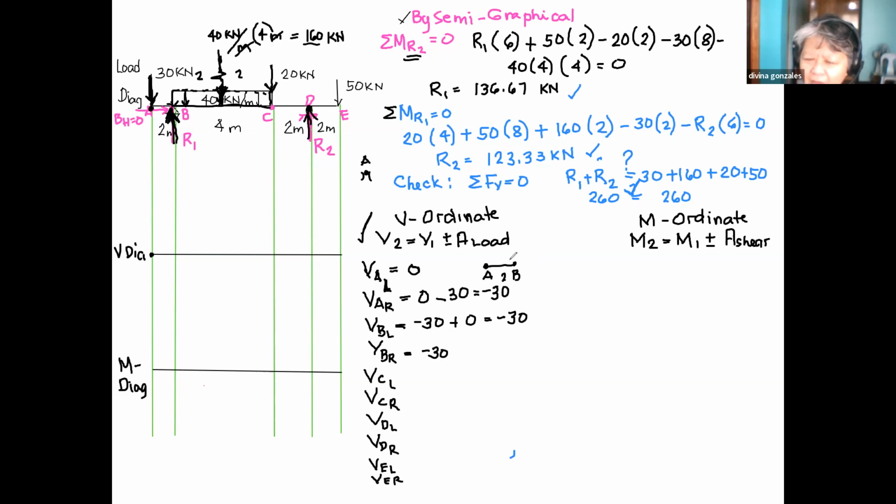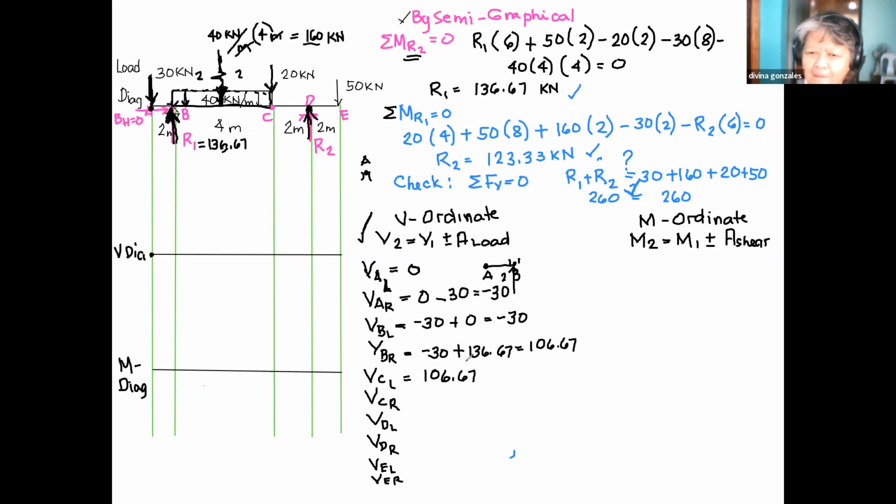But when I go to B right, okay, kasi sa B, that is where the reaction is acting. So when you go to the right, that is the only time that you have to add R1. And R1 happens to be 136.67, and it's going up, so you have to add. Negative 30 plus 136.67, you'll have how much? Positive na. 106.67.